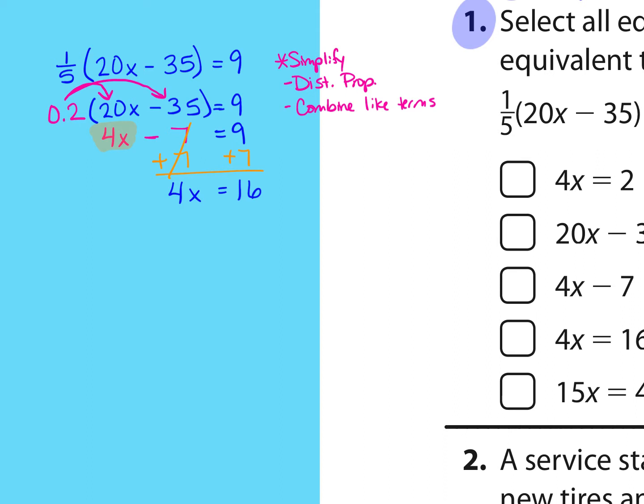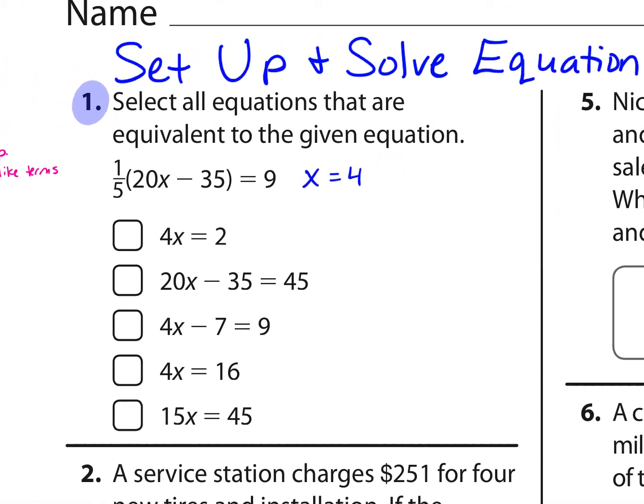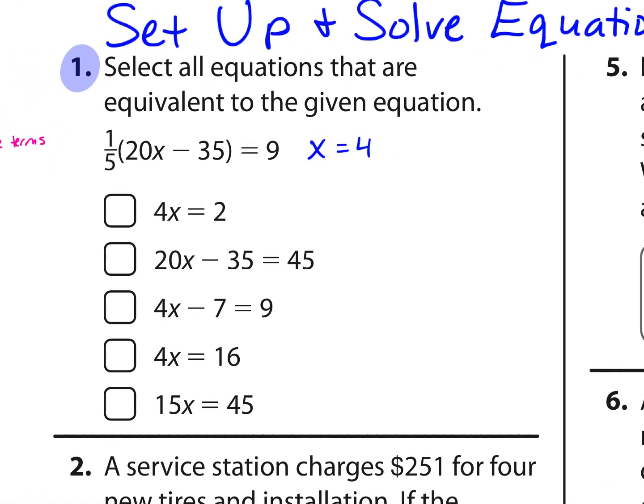And now we want to get rid of this number, this coefficient 4, that is multiplied by x. So we're going to undo multiplying by dividing both sides by 4. And it'll cancel on the left side, and we get that x is 4. So now we have solved this equation. So I'm going to move it back over here and see that the original equation had an x value of 4. And I want to see what the x value is for these remaining equations.